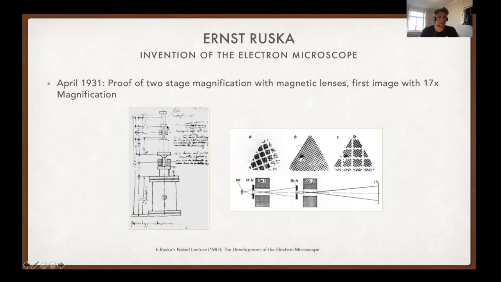And then here would be the object which you want to observe. So for simplicity reasons, he just uses a grid of platinum. And then here is the first coil, magnetic coil or lens, the first magnetic lens, the objective lens. And a bit further down is the second coil, which further magnifies the image. And in the right image, you see the same concept and his first images with 17 times magnification. This is not much, but more important, the concept is working.